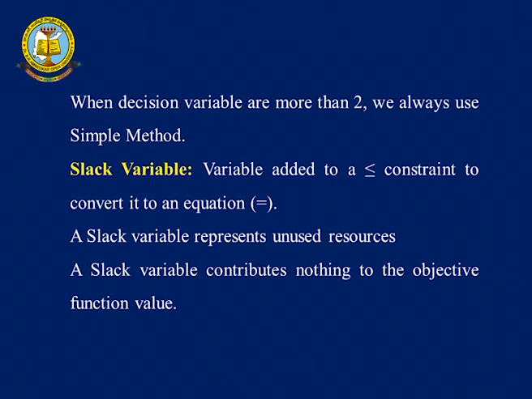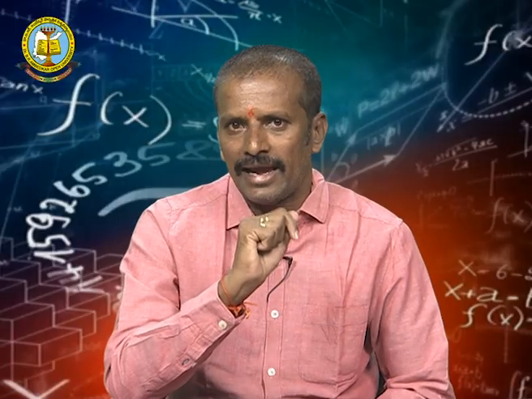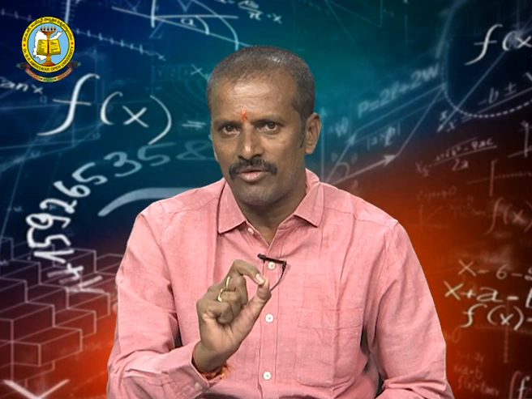Before starting the simplex method, let me discuss a few definitions. First, the slack variable. A slack variable is a variable which is added to less than or equal to constraints to convert the inequation into an equation. Let us suppose I am giving one inequation, a_i x_i less than or equal to b_i. For converting this inequation into an equation, I am going to add a certain additional variable on the left hand side only. Whatever additional variable we add is called the slack variable.